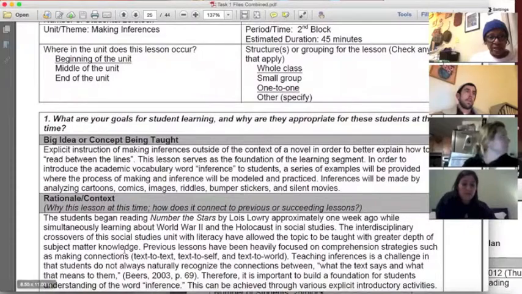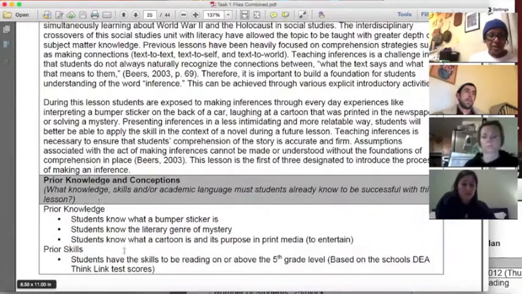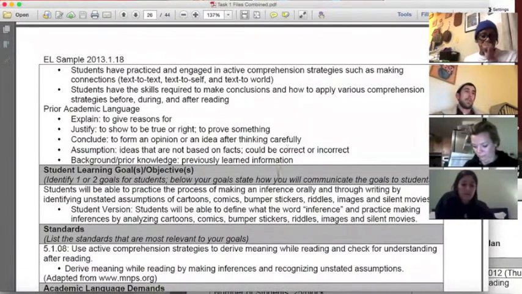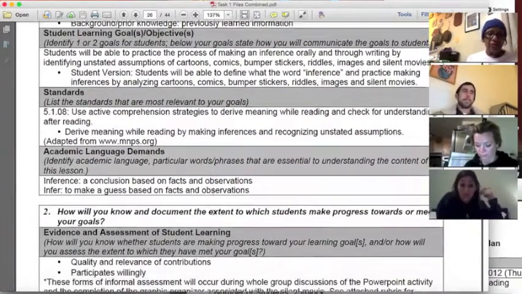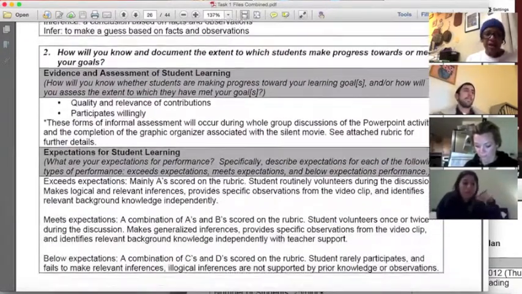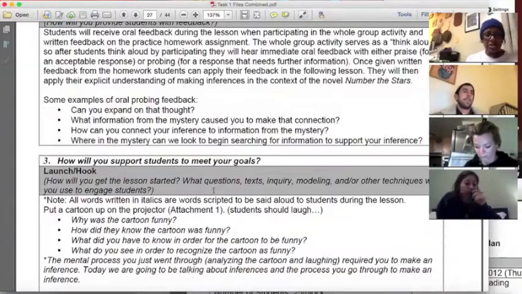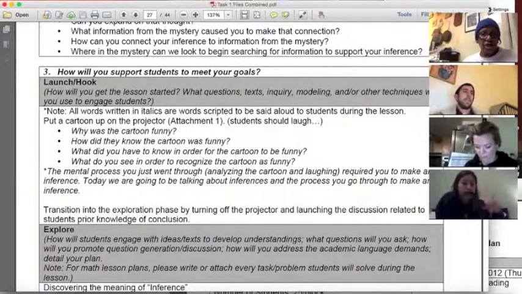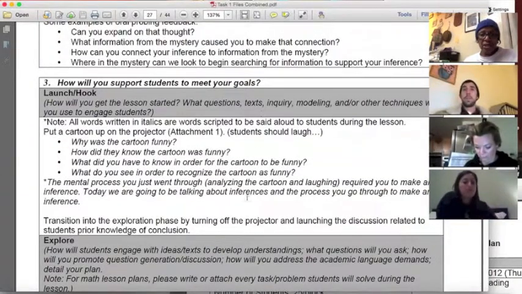So the big idea and the rationale. Knowledge. I always make sure that you explain why you're doing what you're doing. And then it asks you about the objectives, the standards, the academic demands, expectations for students learning, and so on. This where it says launch the hook, this is actually the launch of the lesson. How you're going to get them involved. This is that open in the lesson.